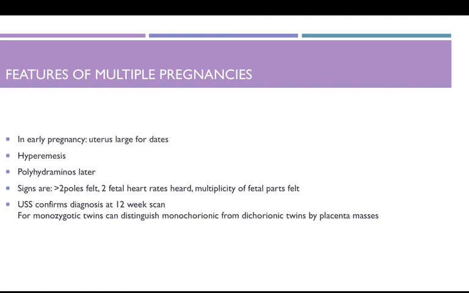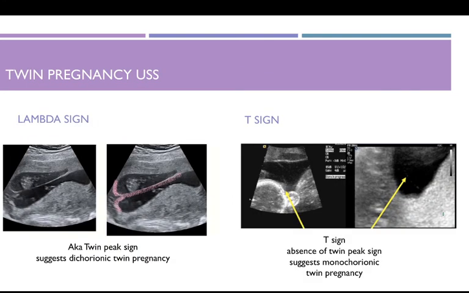And for monozygotic twins, it can distinguish between monochorionic and dichorionic twins by the placental masses. So you can see a lambda sign here, or a twin peak sign, and this suggests dichorionic twins, so they have separate placentas. Or you have the T sign, so there's an absence of this twin peak sign, and that suggests monochorionic pregnancy, so they're sharing one placenta.